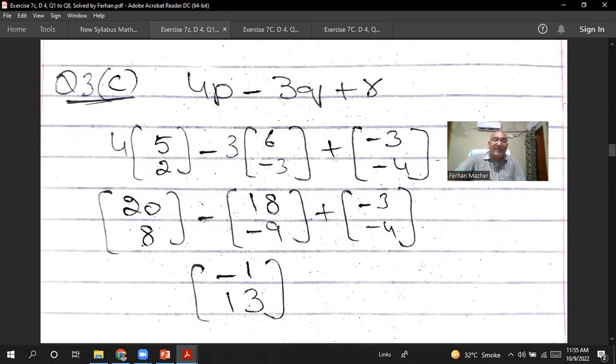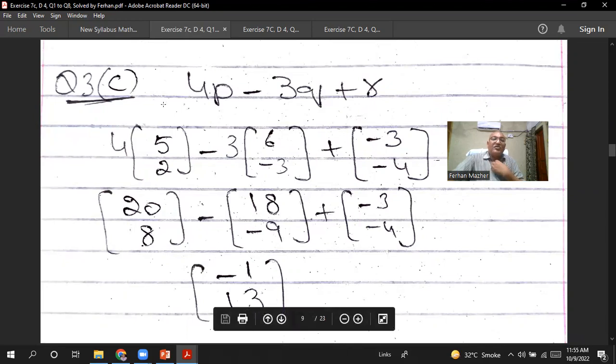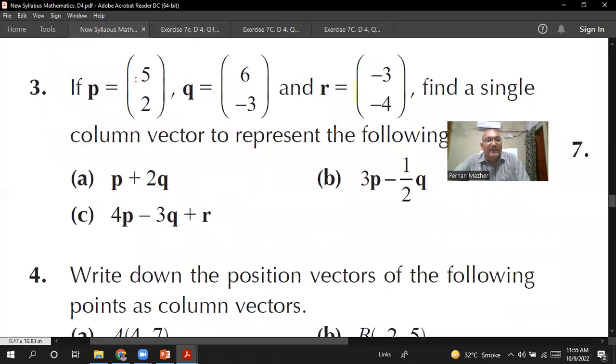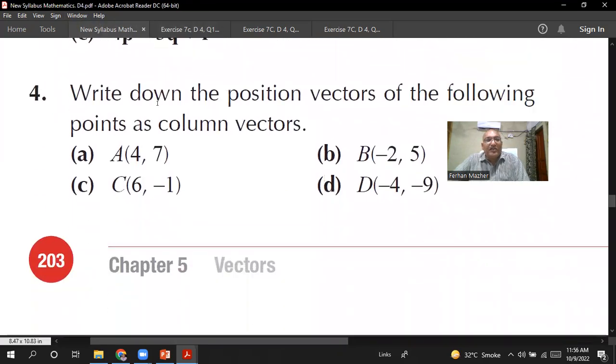8 minus minus 9, that will be plus 9. 8 plus 9 is 17. 17 minus 4 is 13. So minus 1 and 13 is the answer. So this is how you will do question number 3 and its C part. Hopefully you understand. Okay, so here we go.